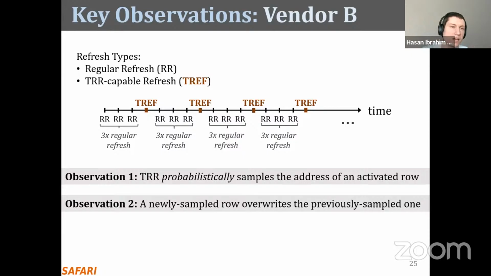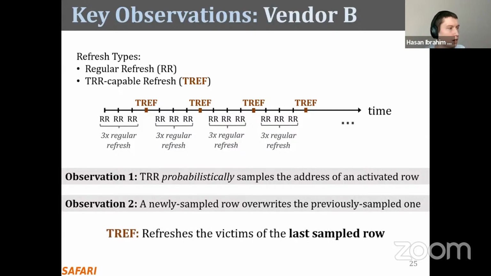And while a row remains sampled, it continuously refreshes that row during all these TRF commands, right? Even if that row is not accessed anymore, the TRR mechanism will keep refreshing row 101 during these consecutive TRF commands. Or I should say the neighbors of this aggressor row. So if I say that it refreshes the aggressor row, I really mean the neighbors of the aggressor row. Basically the TRF command here refreshes the victims of the last sampled row, if we put it into one simple sentence.